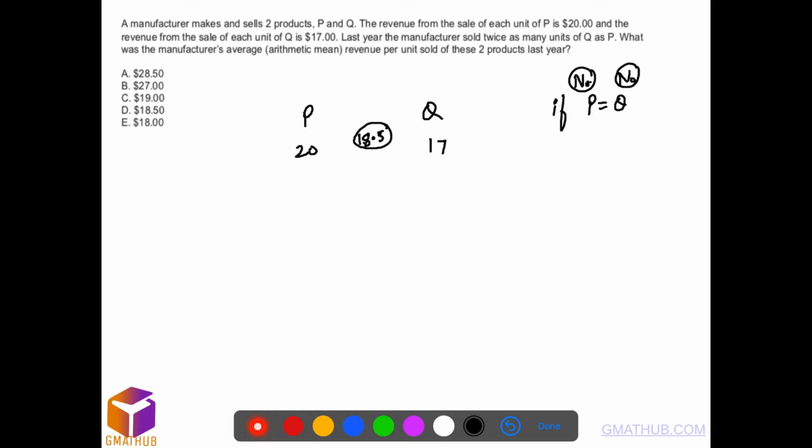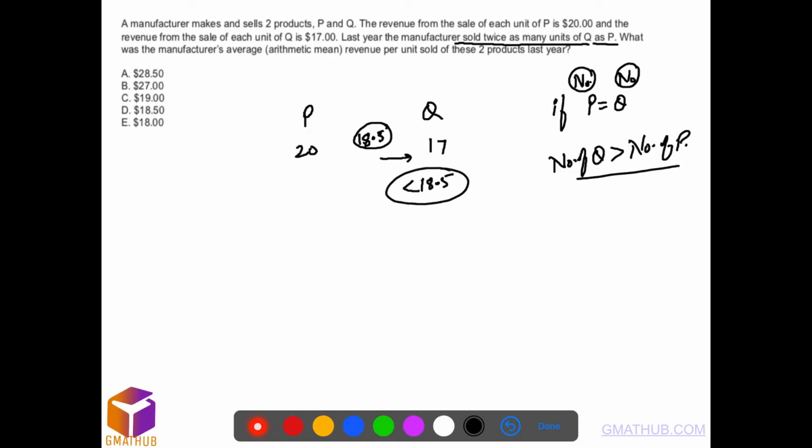So what we have is, last year the manufacturer sold twice as many units of Q as P. So now number of units of Q is more than number of units of P. That means the final average will shift towards 17. That means it will be less than 18.5. The only option is 18.